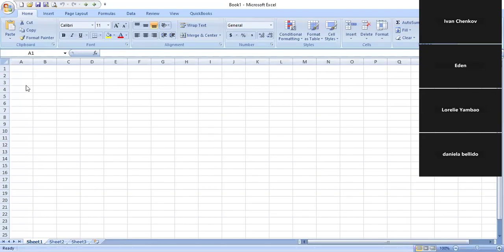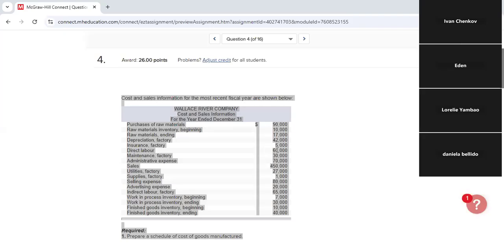Okay, cost of goods manufactured. How can we get it? Obviously, if we have a question like this for the cost of goods manufactured, if you have a question like this, which you're going to have on your midterm, you're going to have something similar to this.